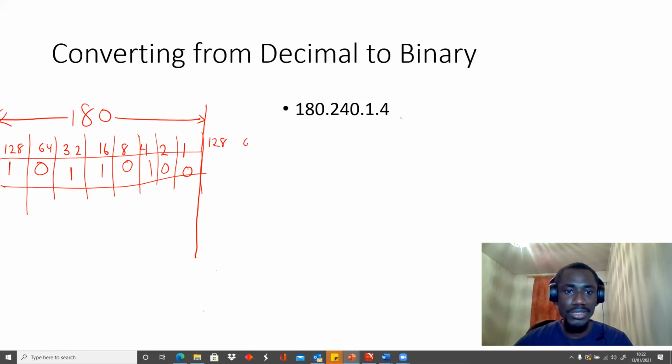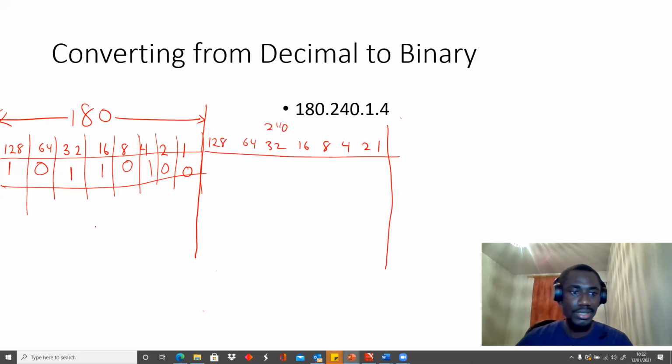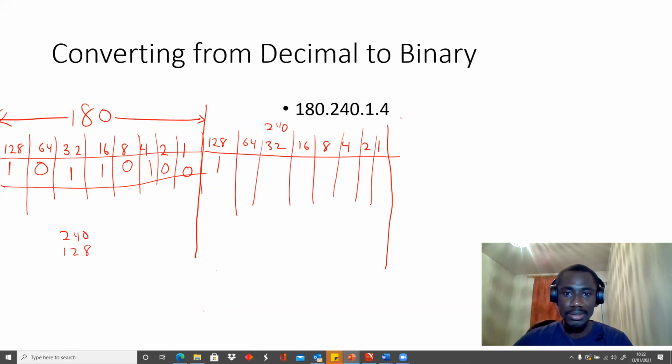So let's start: 128, 64, 32, 16, 8, 4, 2, 1. Let's try that. 240. We did this example, so we have 240. We can buy 128 because we have 240 pounds, so that's 1. So what do we have left? Can we buy 64? Yes, because we have more than enough. So we have 48 left.